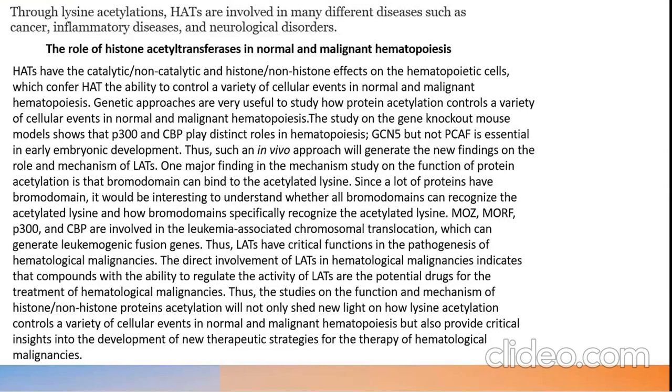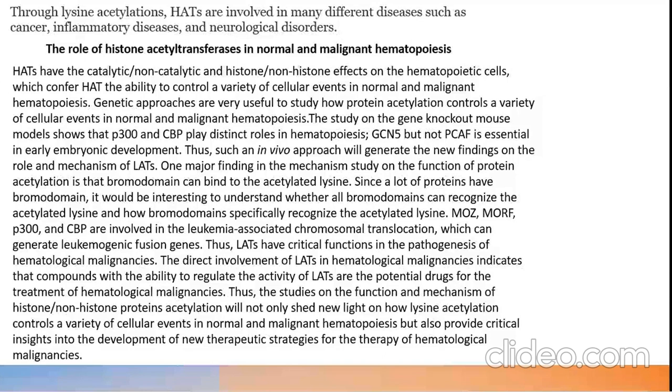Thinking about looking into the leukemia-associated problems, the reason for leukemia is actually the chromosomal translocation. They were able to see that HATs like MOZ, P300, and CBP were involved in the chromosomal translocation, which is leading to leukemia. So after the study, people were able to understand that HAT has some critical roles in the pathogenesis of hematological malignancies because they are creating cancer.